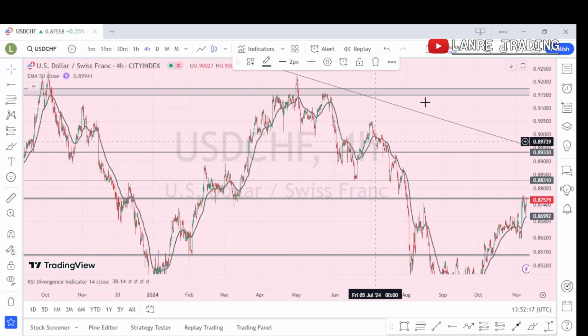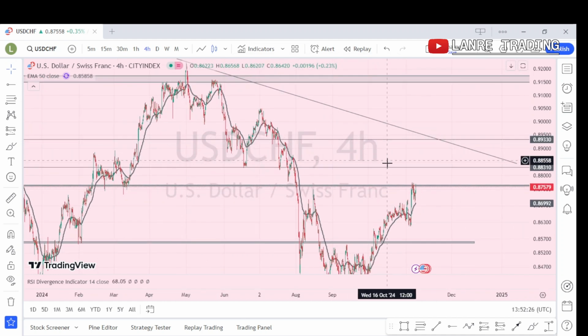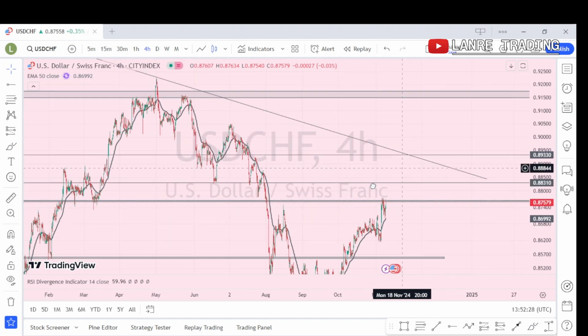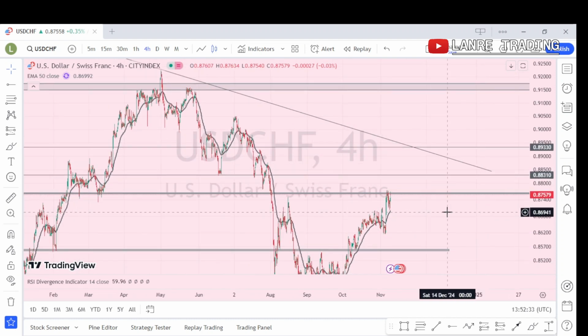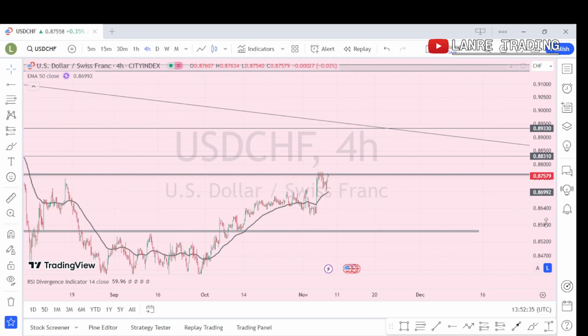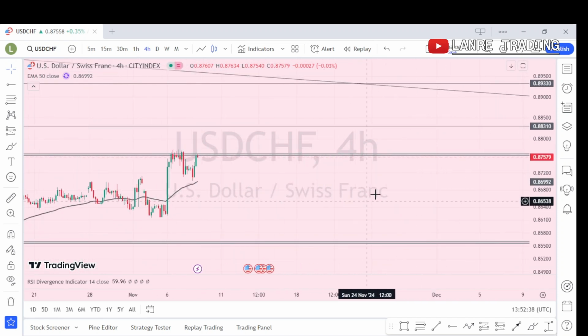So for price to complete the right leg somewhere around there, price needs to at least deal with this 1, 2, 3 level, and the fourth one is this trend line as well. So all we are looking forward to do is find a trading opportunity for this particular pair.